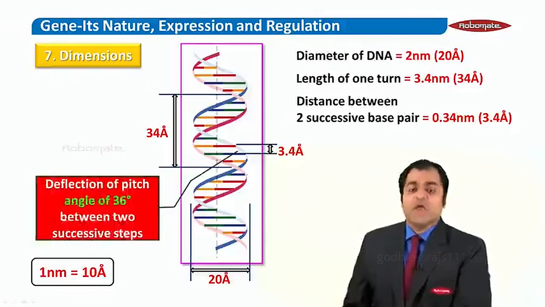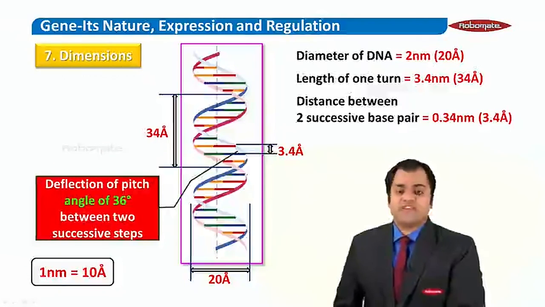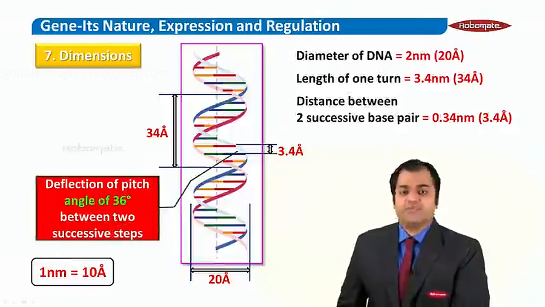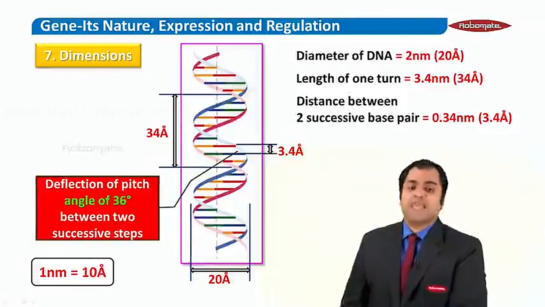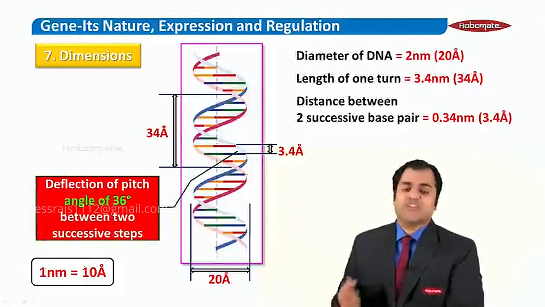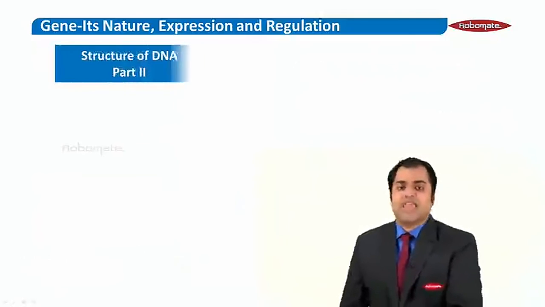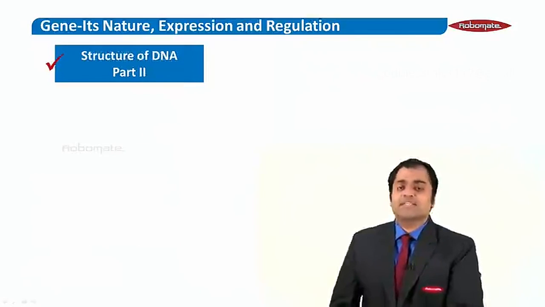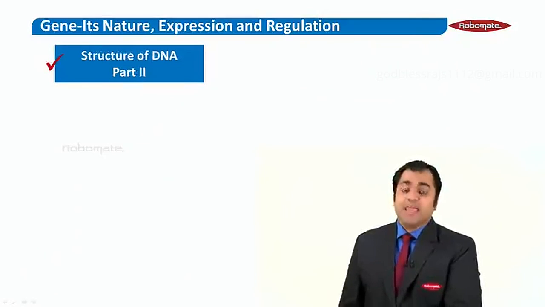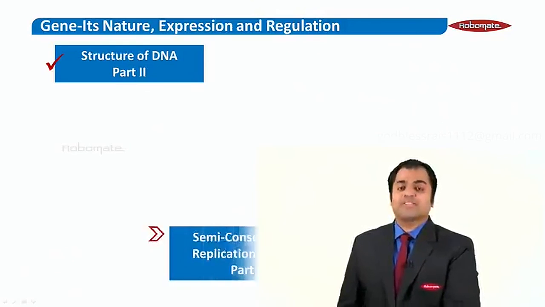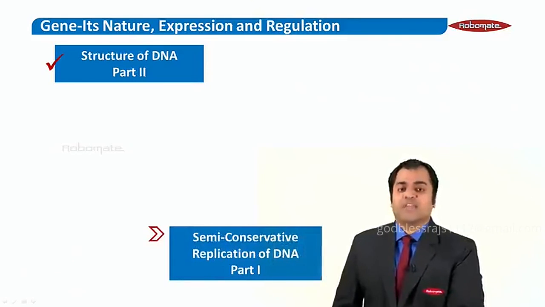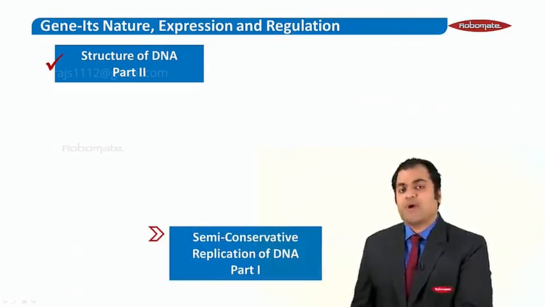Is that okay? Also, there is a deflection or pitch angle of 36 degrees between two successive steps, and that is why DNA takes the shape of a spiral helix. Is that okay? And that brings us to the end of the module where I discussed the second part of the structure of DNA. In the next module, I'll be talking about the semi-conservative replication of DNA in several parts, starting with part 1.